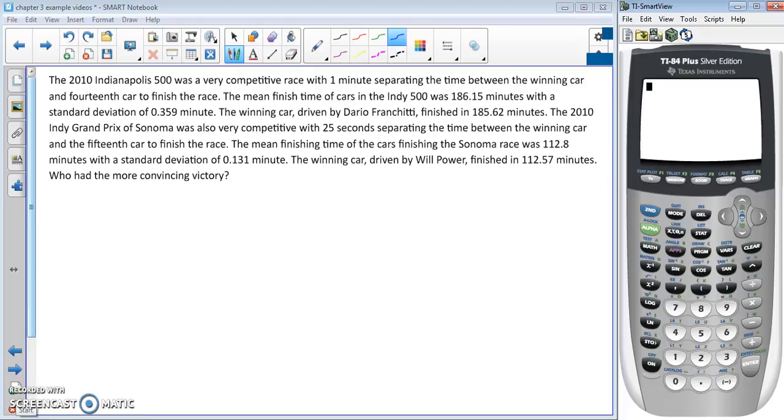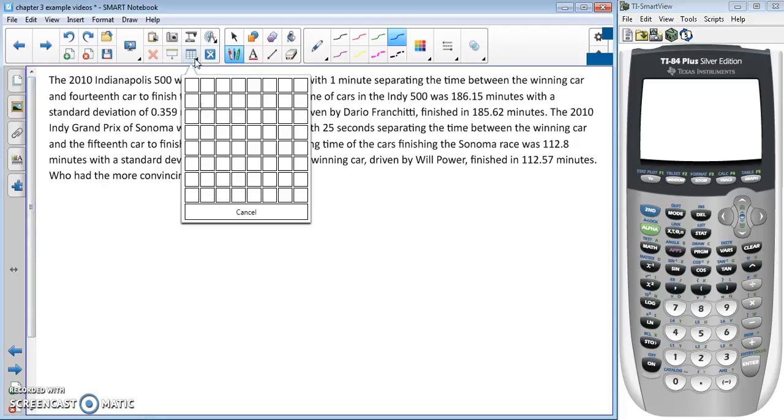Let's look at z-scores. So what's the purpose of a z-score? The reason we need z-scores is when we're comparing two different sets of data. In this case, we have two different races going on, and we want to see who had the more convincing victory. So we have the Indy 500 and the Indy Grand Prix, and we have two drivers who finished, and we want to see who finished basically in a better time, who had the more convincing victory. So let's look at this and see who had the more convincing victory. To do that, we want to look at their z-scores.